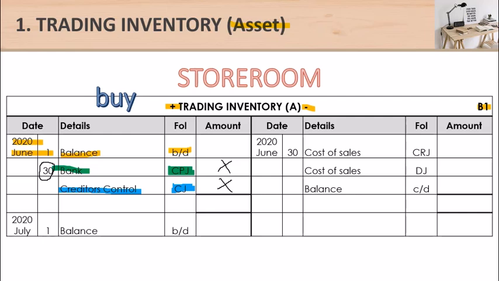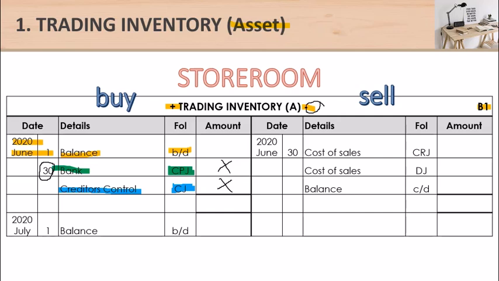Then the business can also do something to decrease the amount of products or stock or inventory in their storeroom. And that is if they sell products. Okay, so if we sell, we get money, yes, but the cost of our sale is that a customer is walking out with a product. In other words, we have less products in our storeroom.